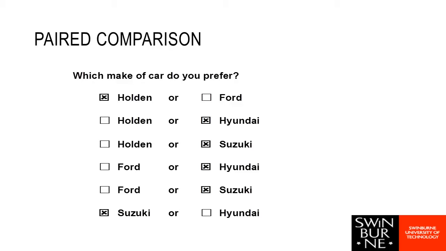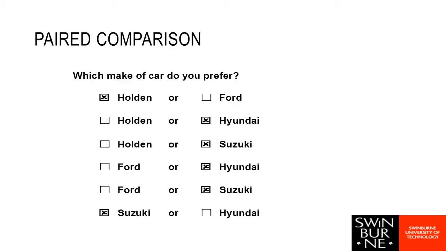There are 2 main difficulties with this method. The first is sometimes you might get some inconsistencies. You might find that the person prefers Holden to Ford, and they prefer Hyundai to Holden, but then they prefer Ford to Hyundai. So that's inconsistent. That can be a problem with actually trying to get an order to someone's preferences if they've ticked the boxes in an inconsistent manner.